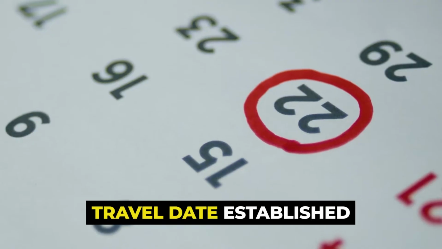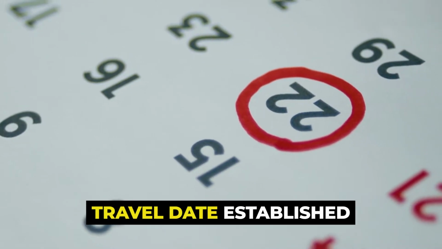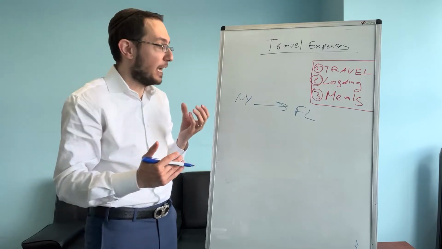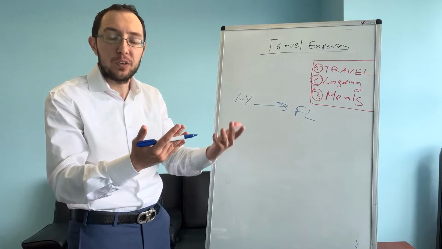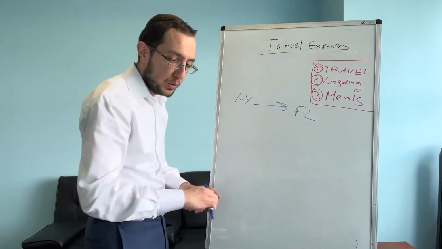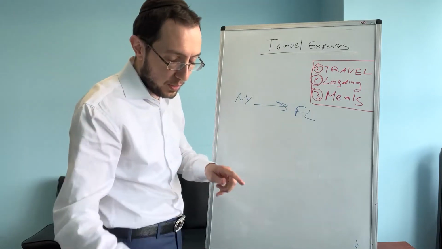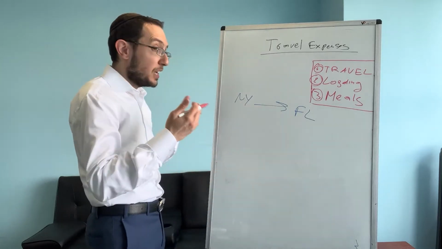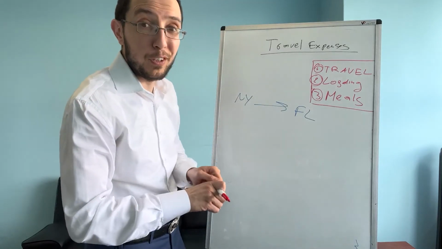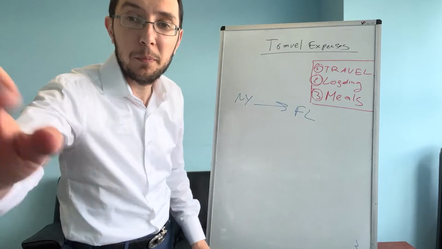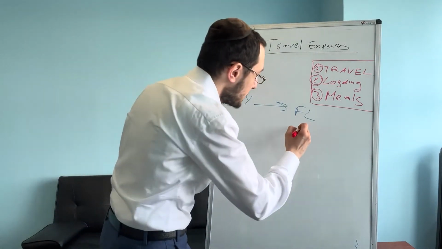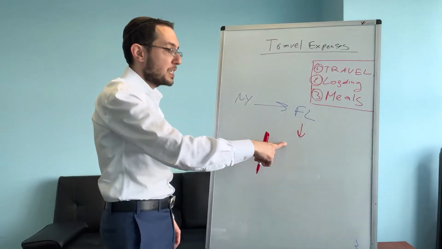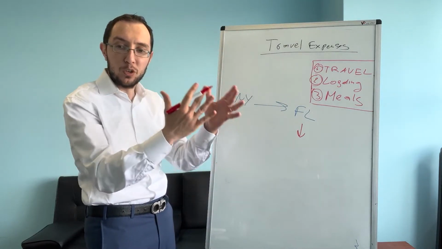You need to make sure you have a travel day established. What is a travel day? A travel day is when you spent overnight, right, in Florida. So let's say you left New York and you went to Florida. Now, you needed to be there overnight to fulfill your business purpose or whatever that may have been, okay? You stayed there overnight. Now, what becomes deductible when you spend a travel day there, when you went overnight?